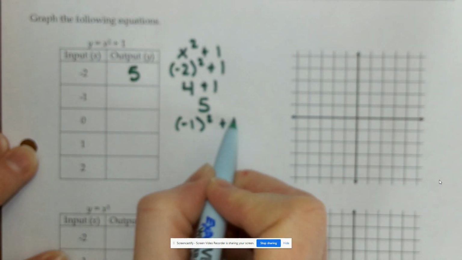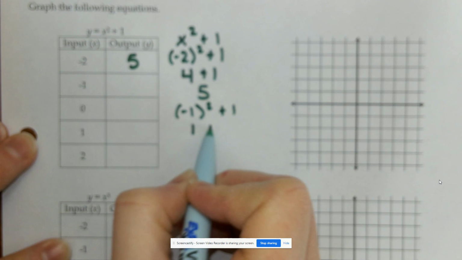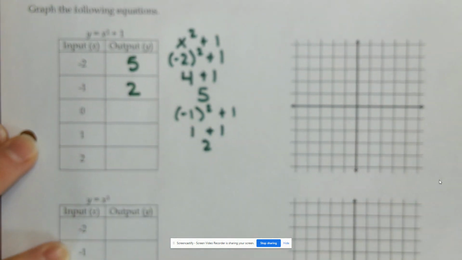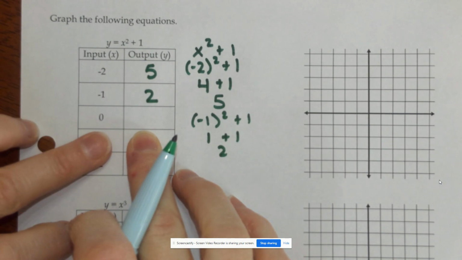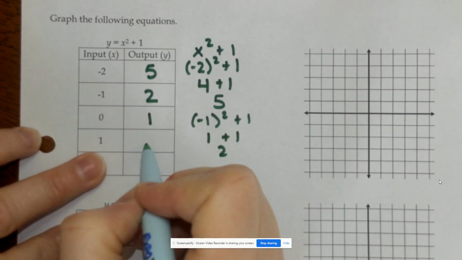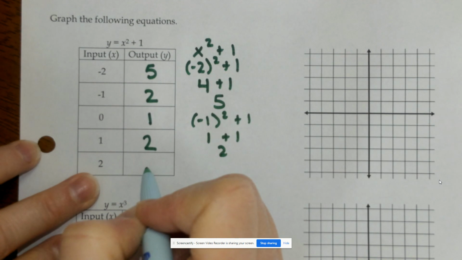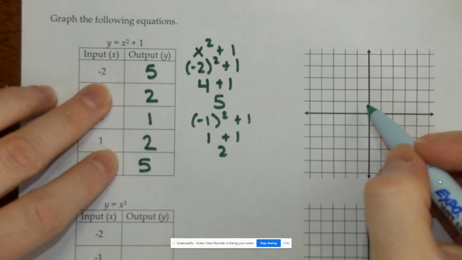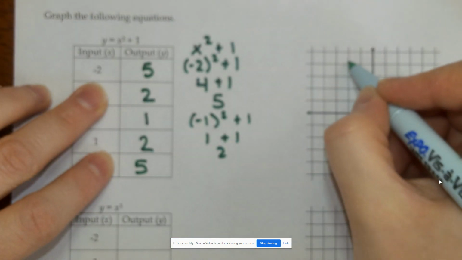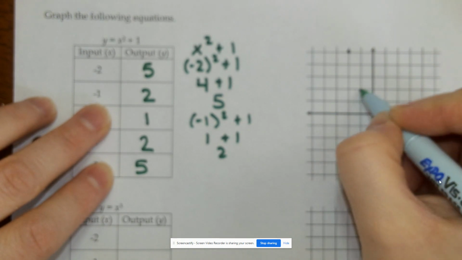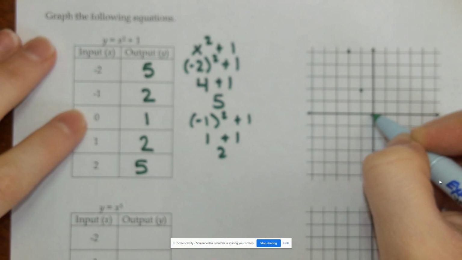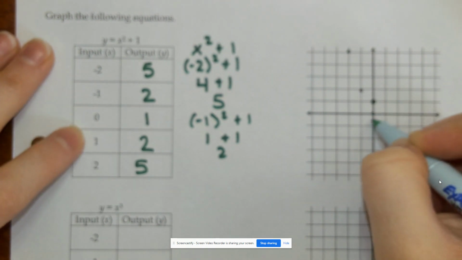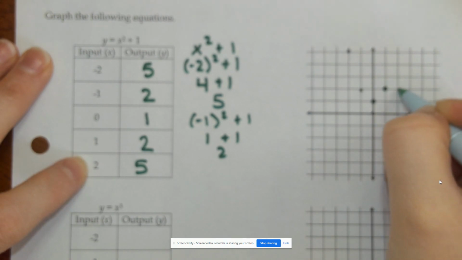Negative 1 squared plus 1, negative 1 times negative 1 is positive 1 plus 1, and so the output is 2. All of the ones that are positives and zeros, those are a little bit easier to do in your head. So 0 squared is 0 plus 1 is 1. 1 squared is 1 plus 1 is 2. 2 squared is 4 plus 1 is 5. If I go over to graph that, left 2, up 5. Left 1, up 2. Don't go left or right. Did I do that right? Yeah, 0, 1, 1, 2, 2, 5.